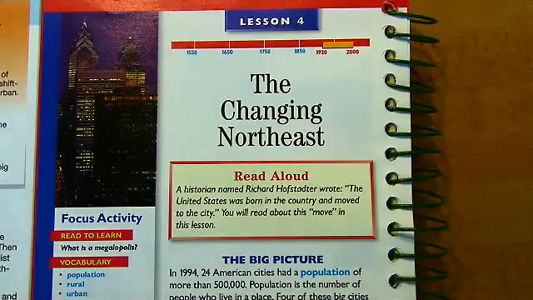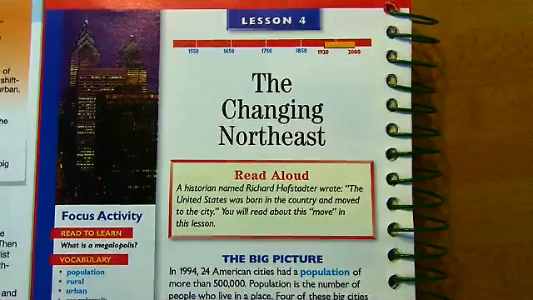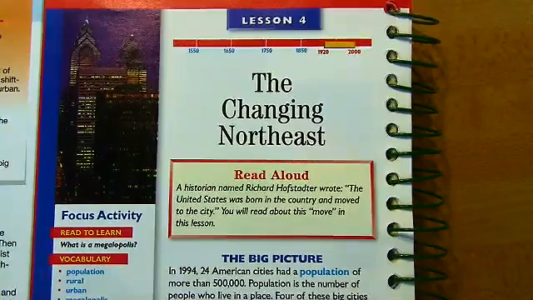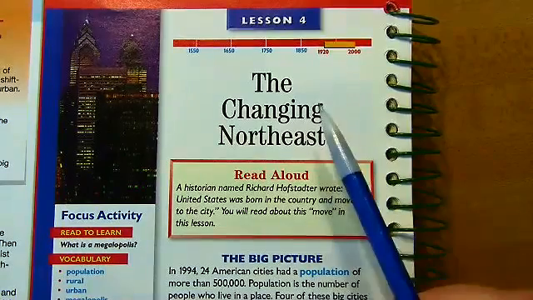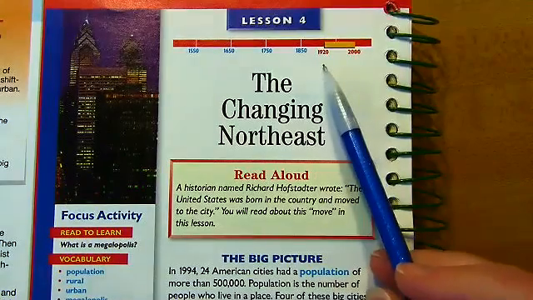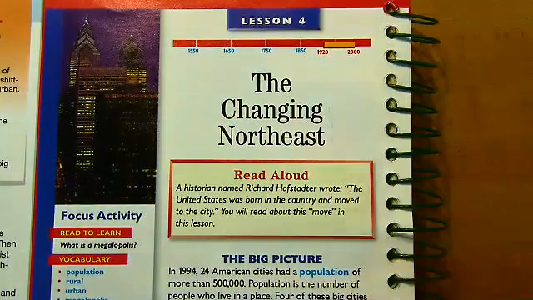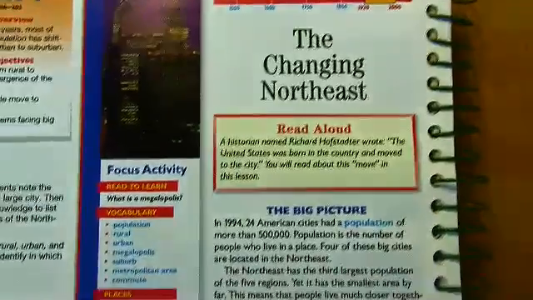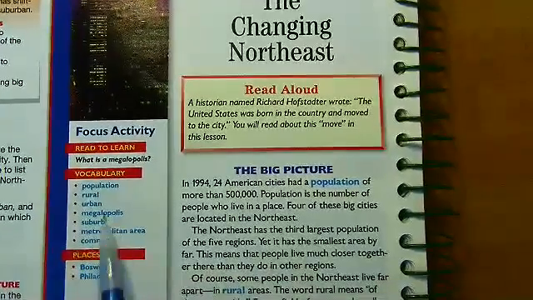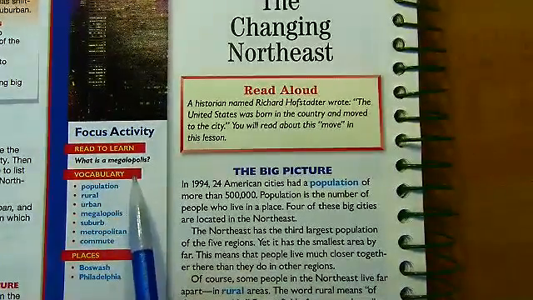Our social studies continues with lesson 4. This is called the Changing Northeast. You should be on page 200 of your book so that you can follow along. This time period we're in now takes place between 1920 and the year 2000. Our focus is going to be, what is a megalopolis? I just love that word.